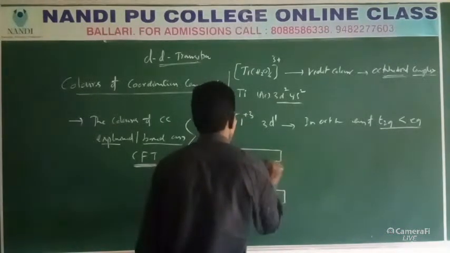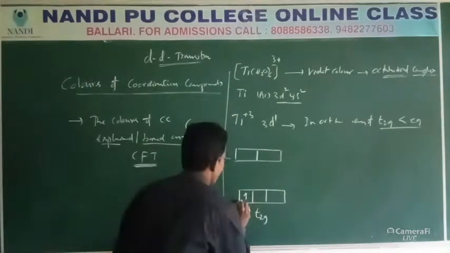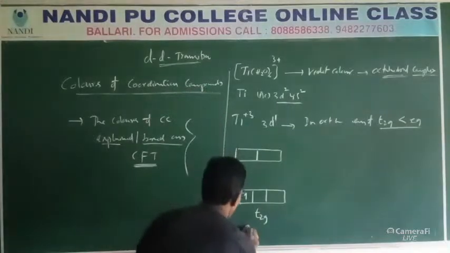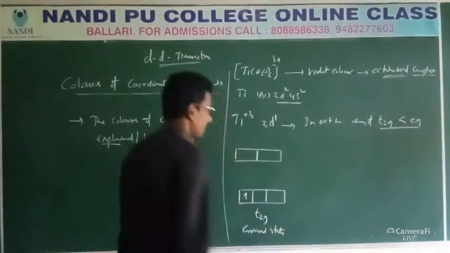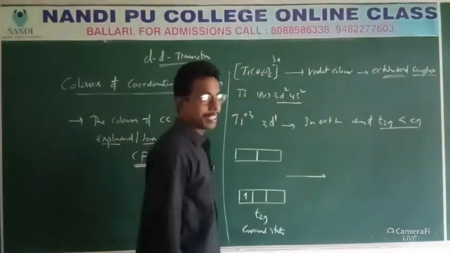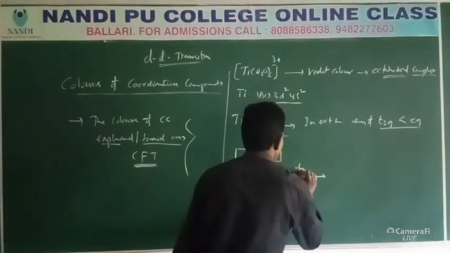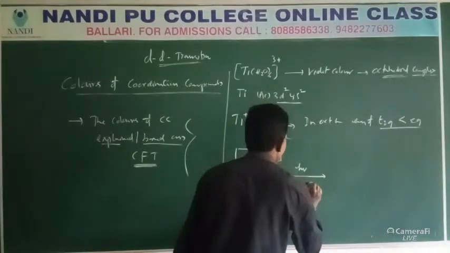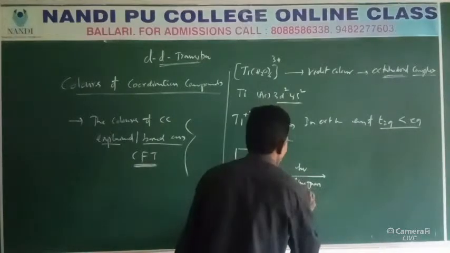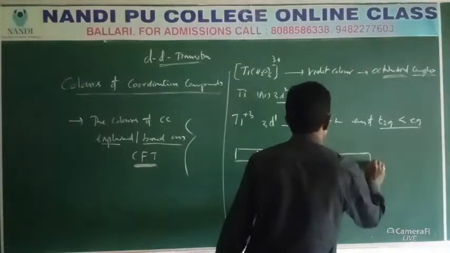T2G. This is what? EG. So this is the electron present in T2G. Is it in the ground state or the excited state? It is the ground state. Okay, it absorbs some light from the visible region. Generally it absorbs blue-green light. Blue-green light. This is what, children?